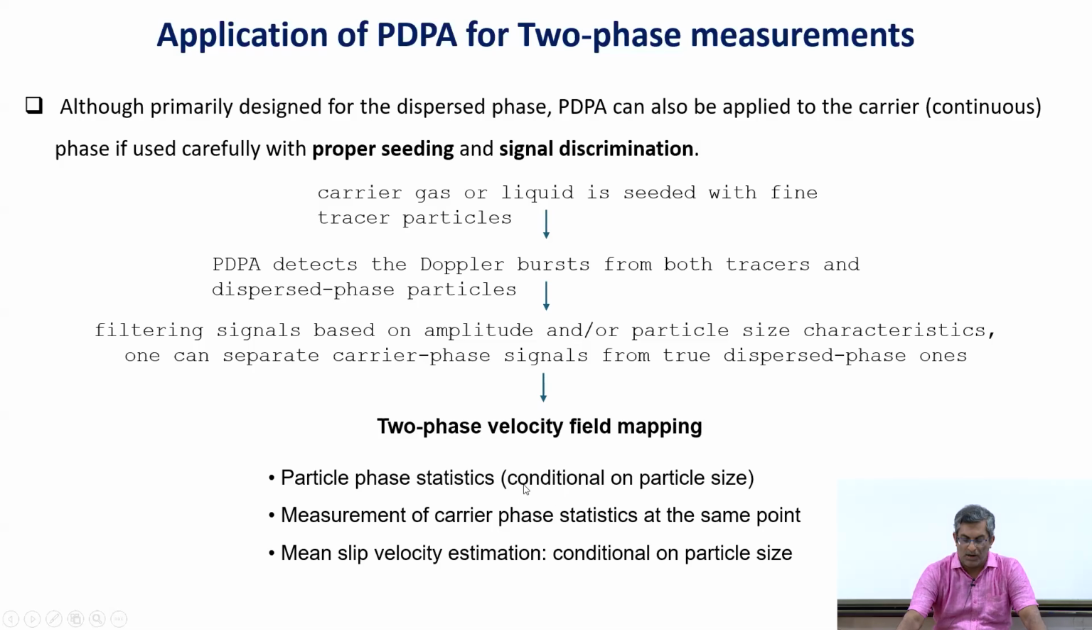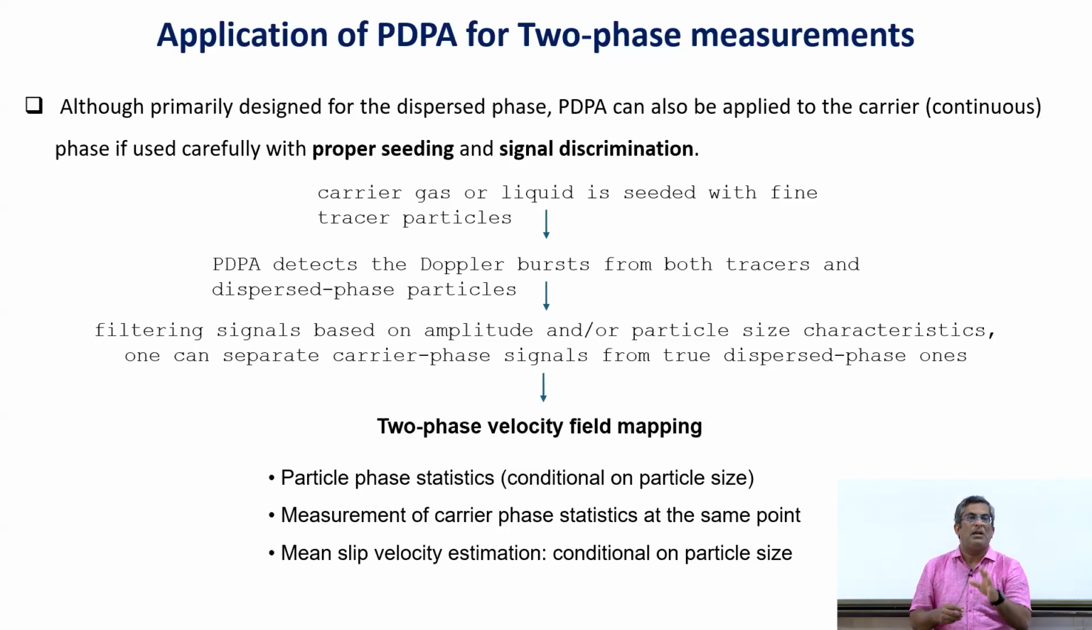So what does this mean? This means that we can measure the particle phase property based on the particle size. For example, particle velocity itself. If you use LDV, it will give you the velocity of the particle over a time. Let's say you run it for 1 second, say 10 seconds, then over that time it will give you the particle velocity.